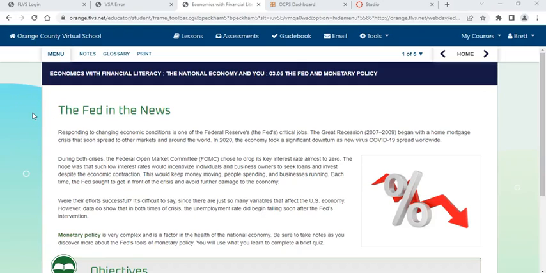Hello everyone. We're going to take a look at lesson 3.05, the Fed and monetary policy. In 3.04, we looked at the structure of the Federal Reserve. Now we're going to take a more in-depth look at monetary policy and the tools of monetary policy.